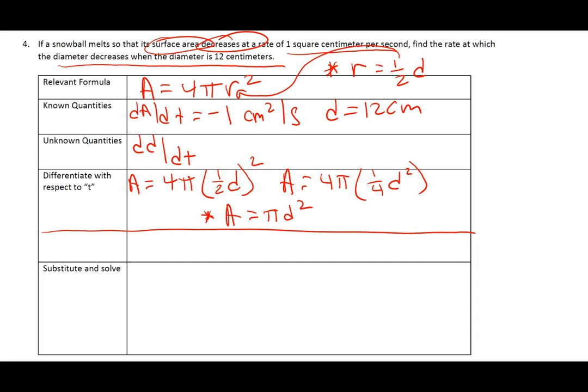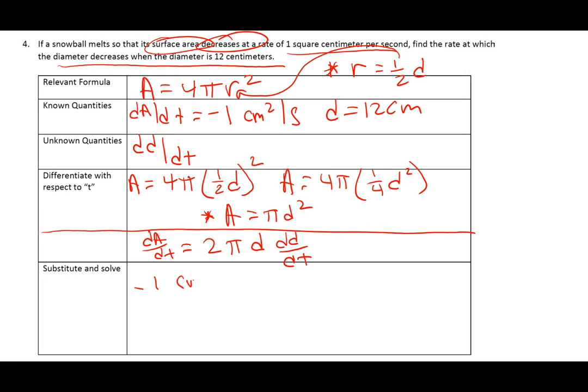And again, that is because we are trying to solve this problem in terms of the diameter, not in terms of the radius. So we're going to get rid of the radius and replace it with the diameter. Now that we've done that, we can take the derivative. So the derivative of A is dA/dt. Pi is a constant, so bring down the 2 times pi, d to the 1 less power, followed by dD/dt. So now we're going to substitute and solve.